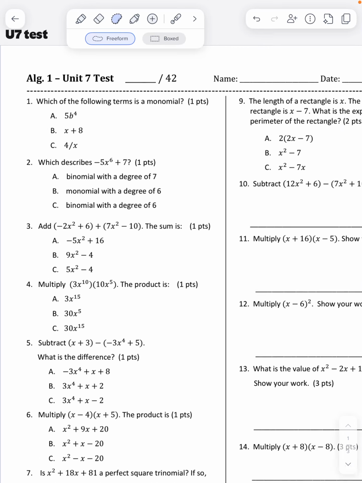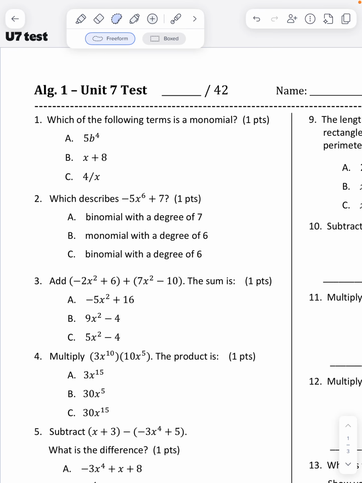Unit 7 test. Unit 7 is polynomials. Okay, number 1. Which of the following terms is a monomial? That's only one term, right? So B is not. B is two terms. And C is not. Why?